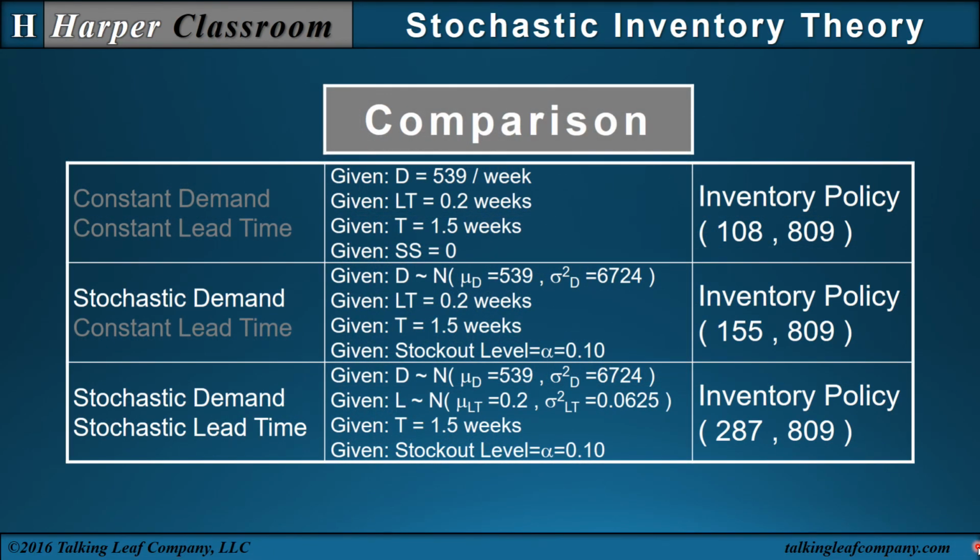So let's look at a comparison of these inventory policies. When our demand and lead time were constant, with a safety stock of 0, our ROP was 108 and our lot size was 809. But when we introduced stochastic demand with a stock out level of 10%, our ROP went up to 155 because of the statistical safety stock, but our lot size stayed at 809. When we introduced stochastic lead time in addition to stochastic demand, with the same stock out level of 10%, our ROP increased again because of statistical safety stock, but our lot size stayed at 809.